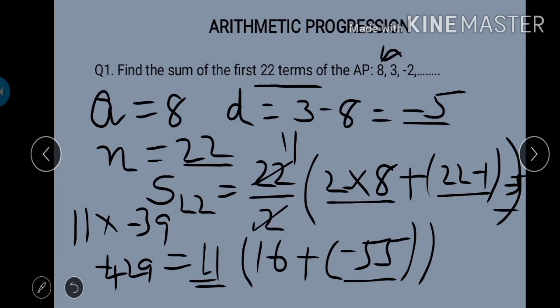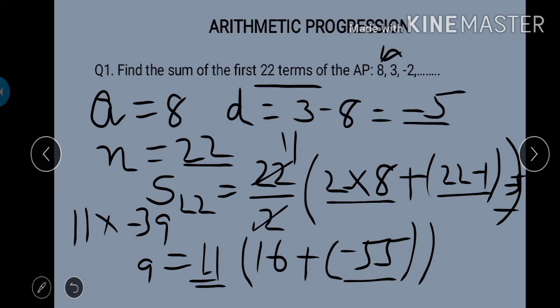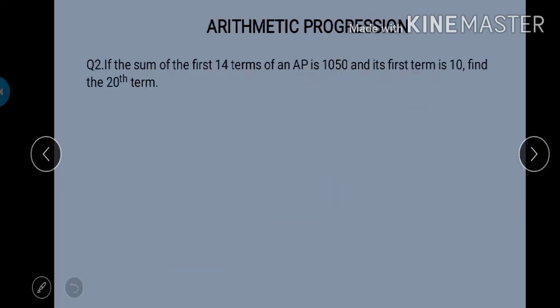Therefore, how do we find the sum of the first 22 terms of an AP? First write the given information, then replace the values of the terms in the formula, then solve and get the answer. Yes, now let us move to the next question.